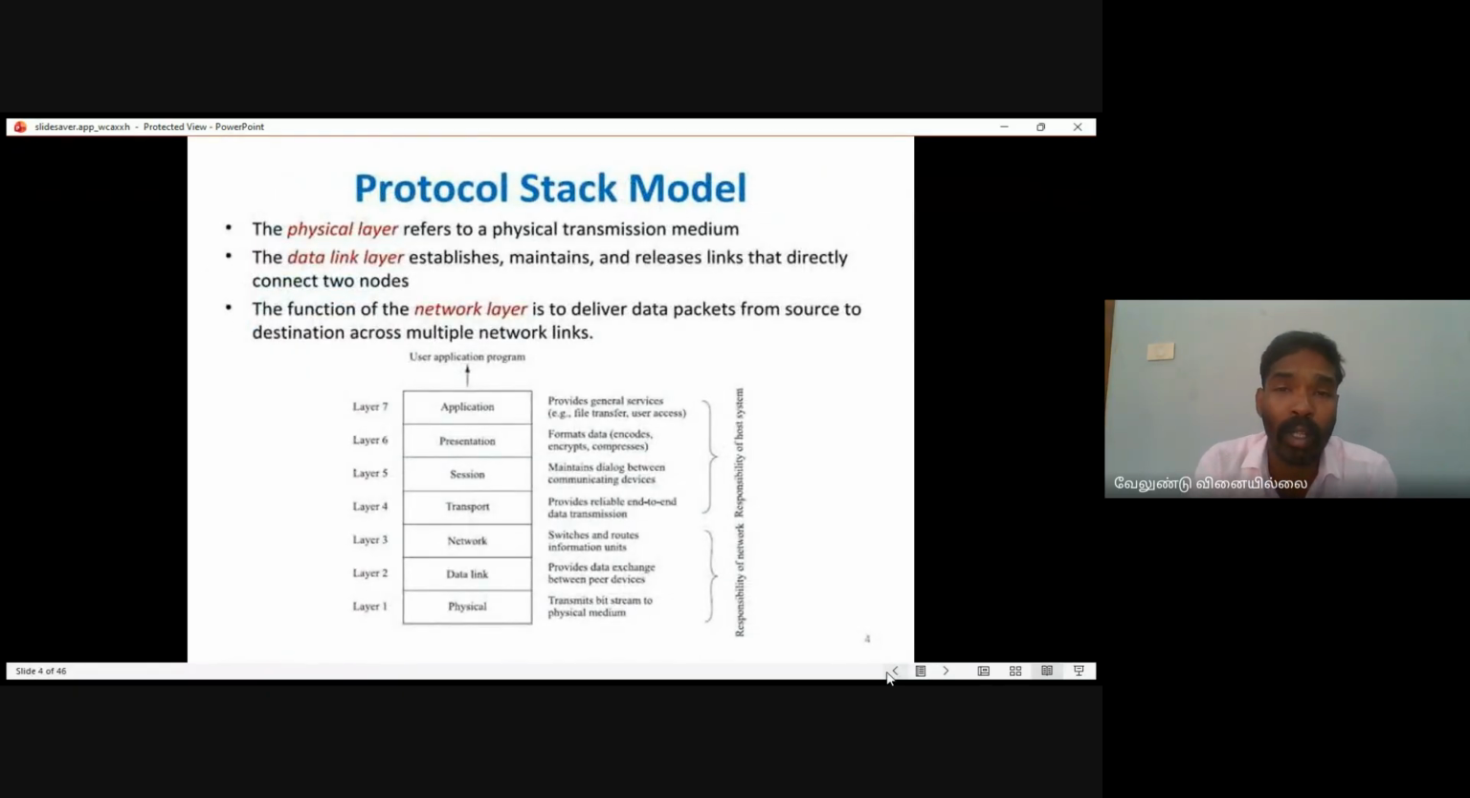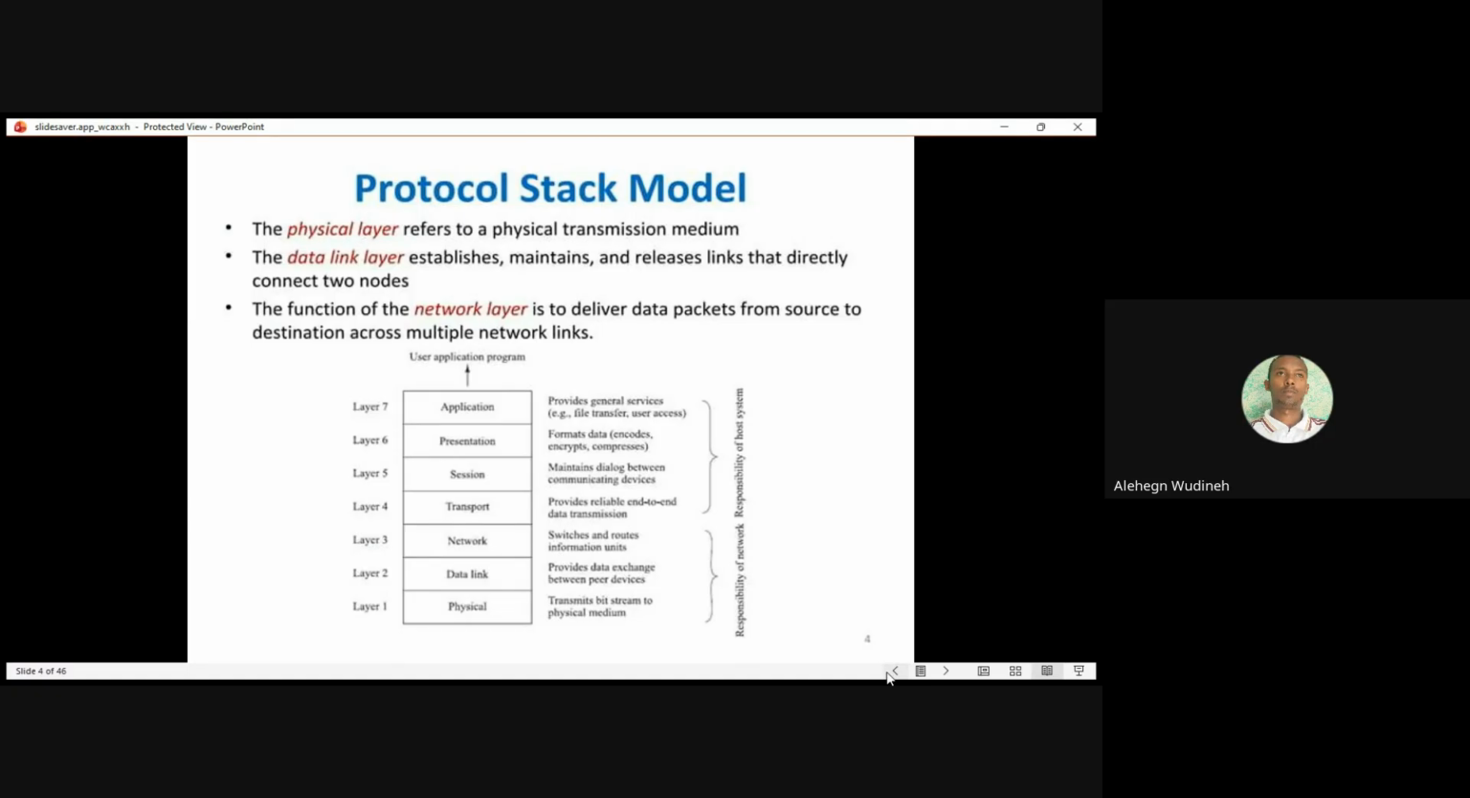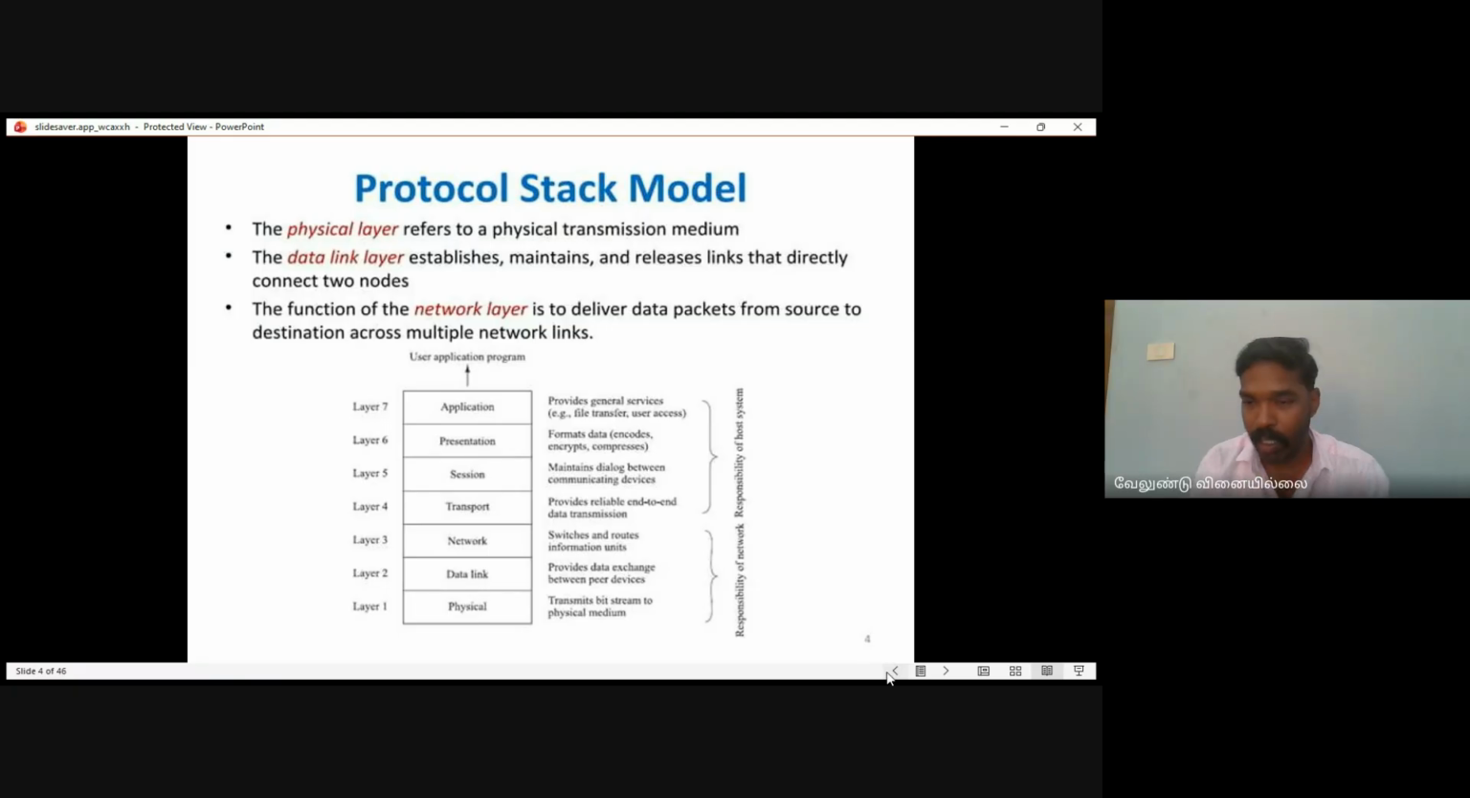The protocol stack model. We know the layers. What are the layers? Physical layer, data link layer, network layer, transport, session, presentation, and application layer. These are the 7 layers. What do you mean by protocol? Anyone? Protocol means a standard to transmit the signal. Excellent, excellent. Give a very great applause for Alan. Protocol means a standard or a set of rules and regulations followed by the particular standards.